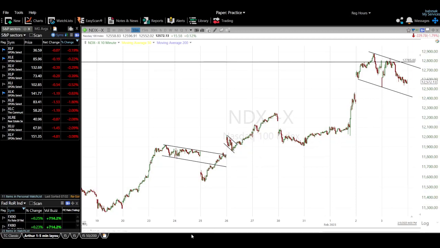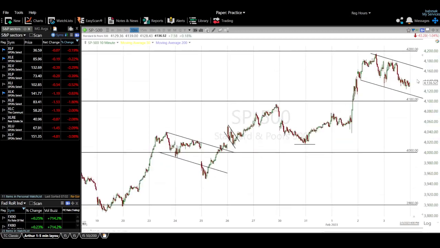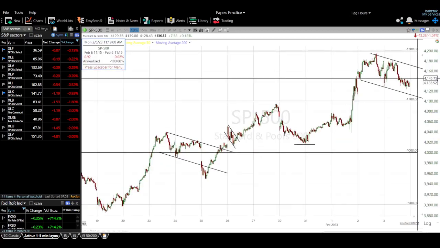So my point really being is that once those measured move targets were hit, in my opinion, as a trader, it's time to start taking profits or thinking about taking profits. That doesn't mean the move is over. It doesn't mean we can't have another leg up. But 9 times out of 10, I would say, maybe not quite that much, but more often than not, what you will see is price consolidate, and usually right around that target area, like NASDAQ 100 is doing, like the S&P 500 is doing right here at 4150.